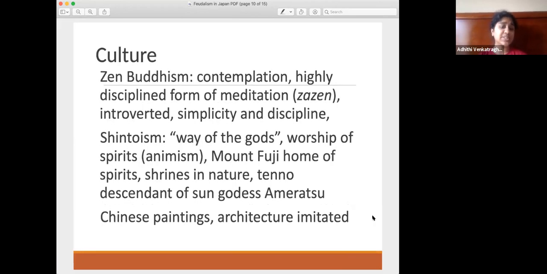As for culture, Zen Buddhism pushed contemplation, a highly disciplined form of meditation, and introverted simplicity and discipline. So Shintoism was the way of the gods, the worship of spirits, which was animism. Mount Fuji was the home of spirits, with shrines in nature, the Tenno goddess of the sun, the Tenno descendants of the sun goddess Amaterasu, and Chinese paintings and architecture were imitated. As we said before, feudal Japan took on a lot of aspects of Chinese culture.